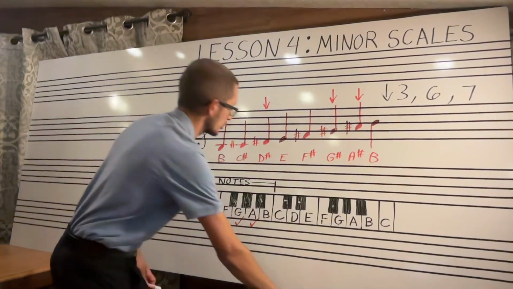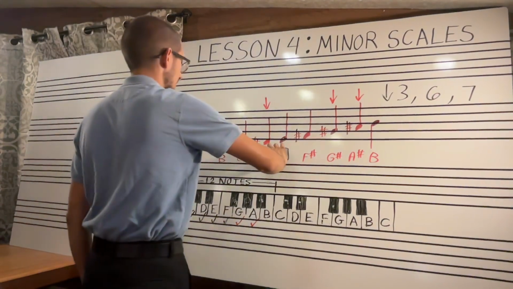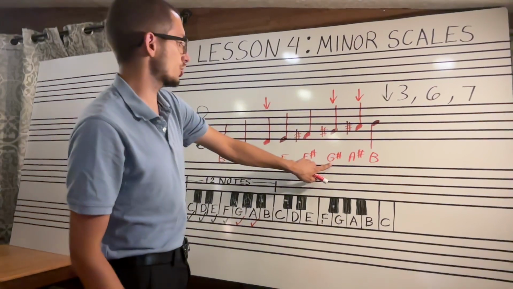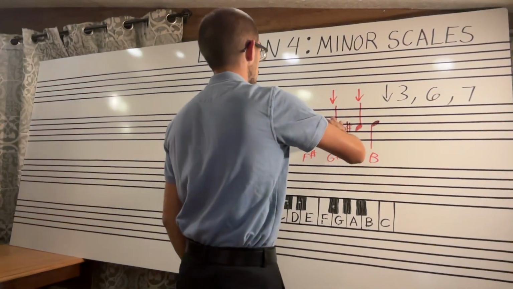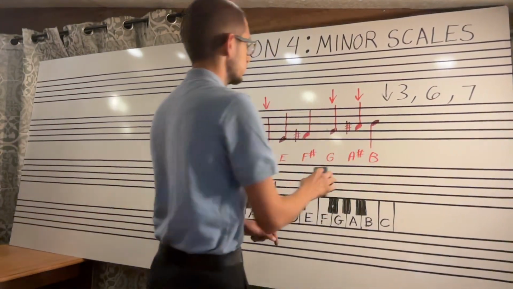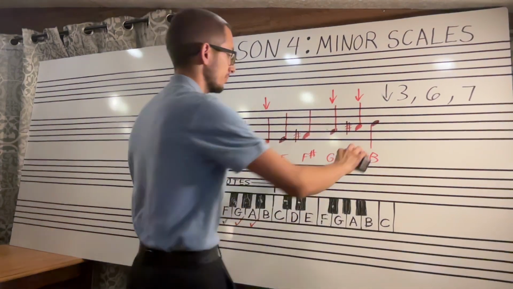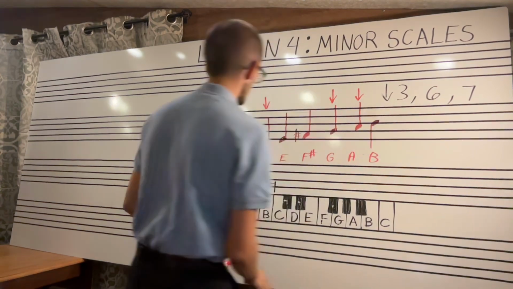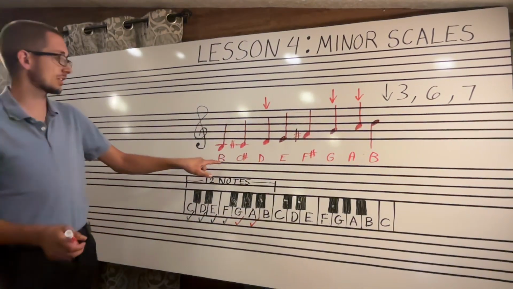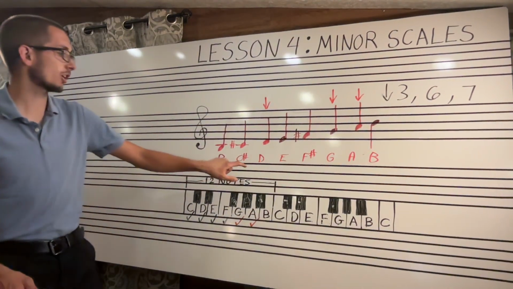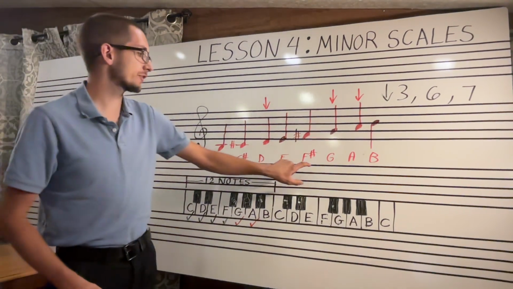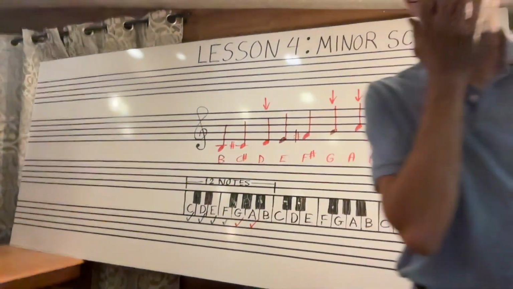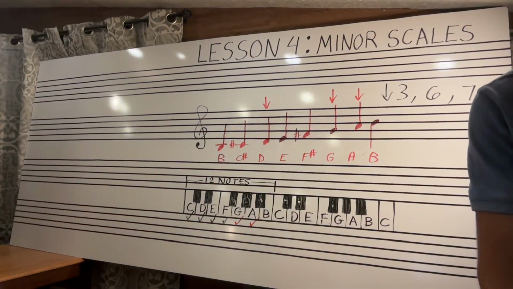So if we lower that D sharp will become a D natural. If we lower the G sharp, that G sharp will become a G natural. And lower that A sharp, that'll become an A natural. So the B natural minor scale is B, C sharp, D, E, F sharp, G, A, B. This is what it sounds like on the piano.